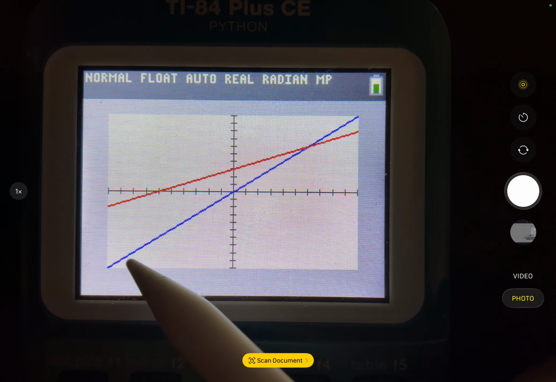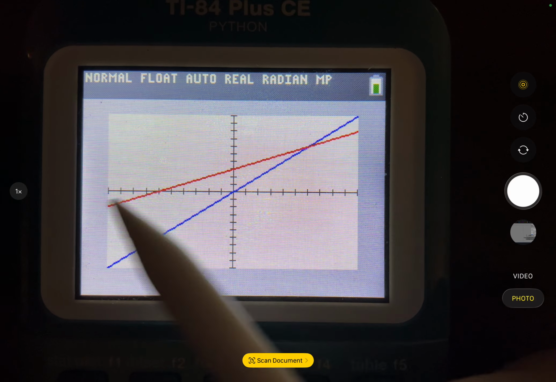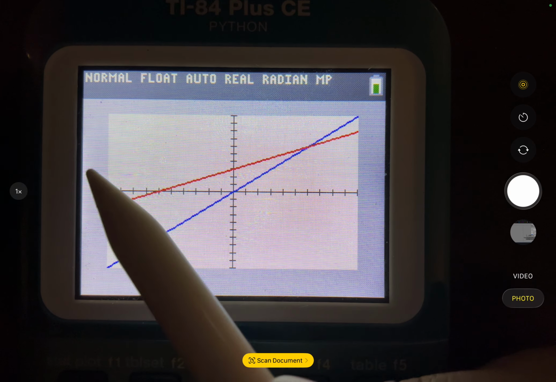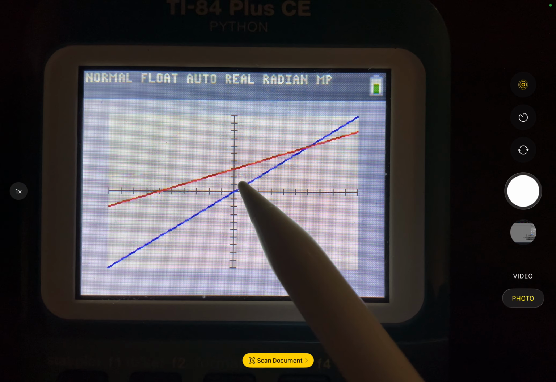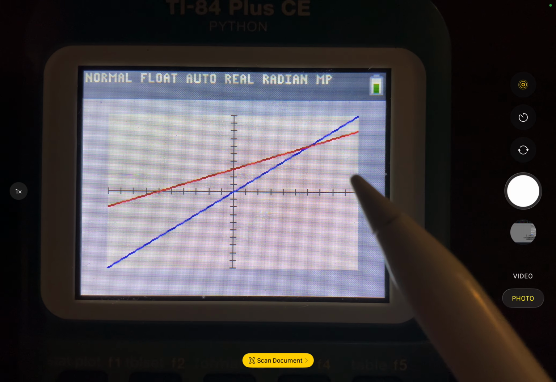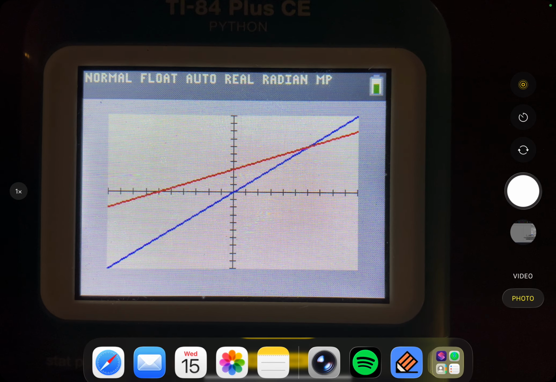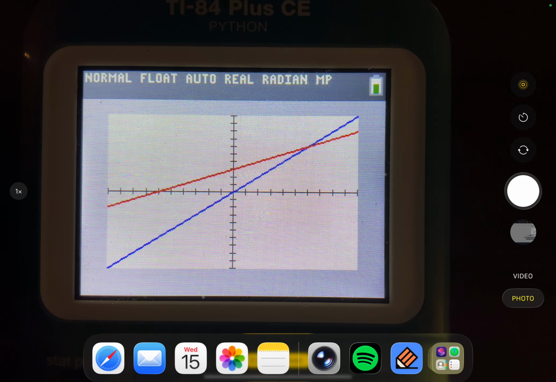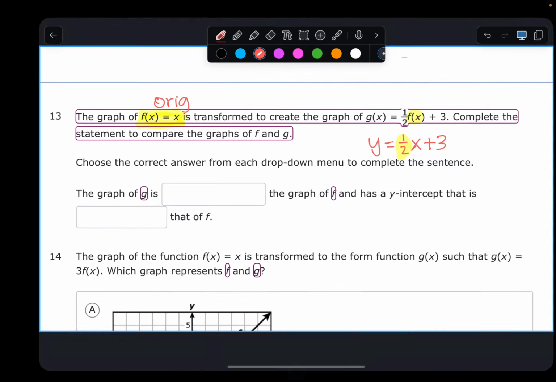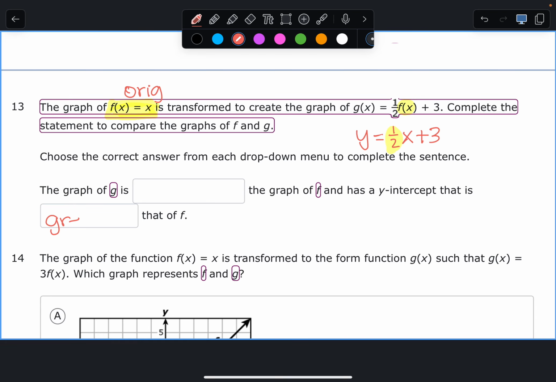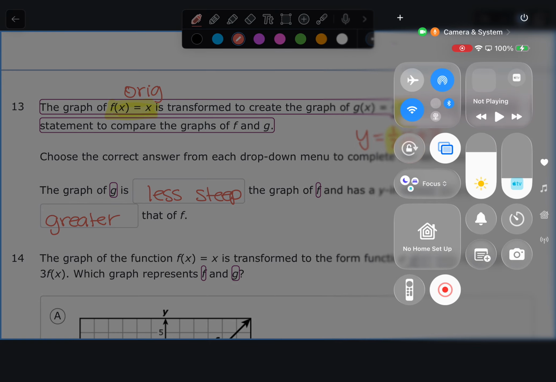So it's like my blue one changed to become the red one. We're not trying to find where they intersect. The blue one. So if it started laying down more, what do we call that? Less steep. And what about the y-intercept? It went up. So the drop-down menu writes greater. And then this box is less steep. Okay, you should be able to do the rest of them. But if you can't, let me know. And I'll help you with that.